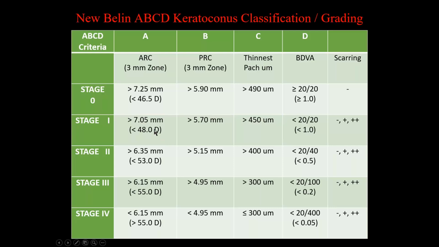So let me go over this again. A stands for the anterior radius of curvature taken from the 3mm zone at the thinnest point. B is back or posterior. C is the corneal thinnest point, and D is distance visual acuity. Obviously, the Pentacam doesn't measure visual acuity, so that's an operator-entered number. Again, we have stage 0, 1, 2, 3, and 4. Here we show what the diopters are, but again, in the future we'll only use radius of curvature. These are basically the numbers from Amsler-Krumeich.